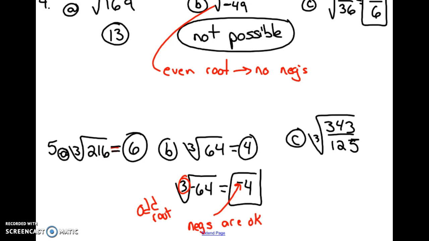And then finally, when we have a cube root of a fraction, we just do it as two separate cube roots. The cube root of 243 is 7. Cube root of 125 is 5.